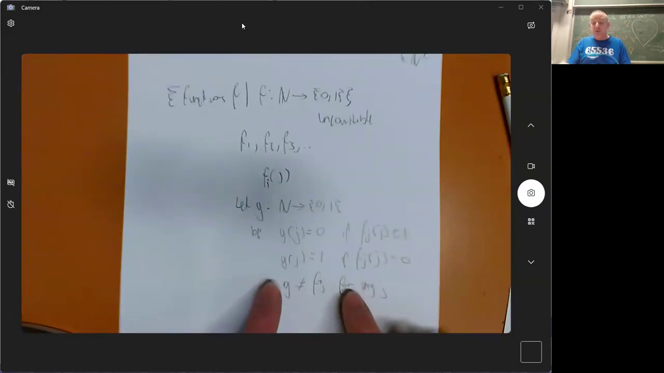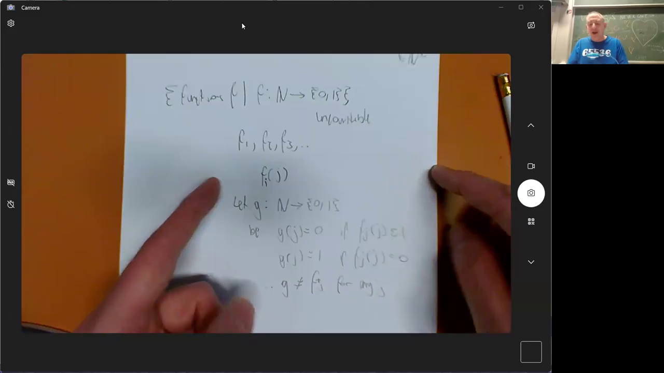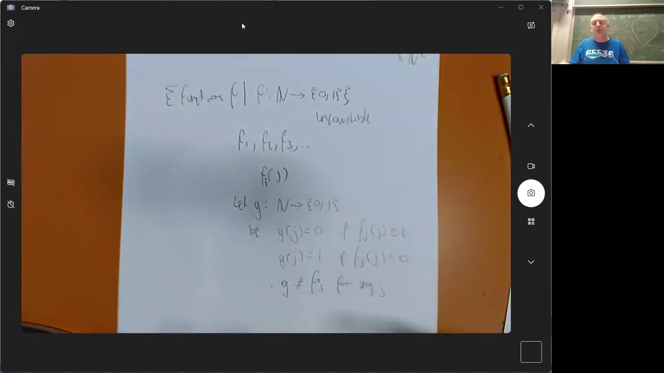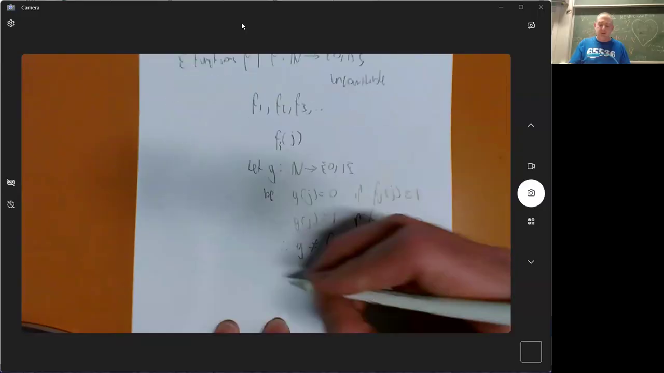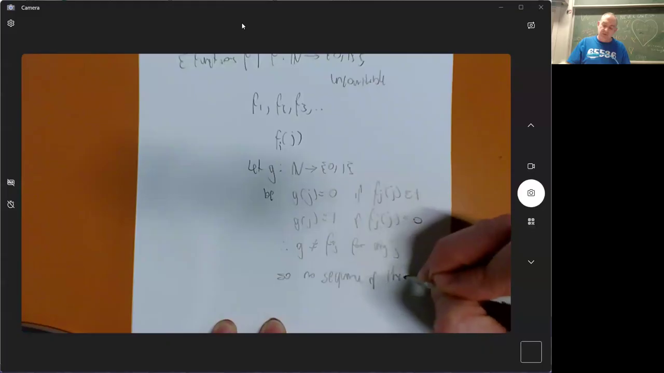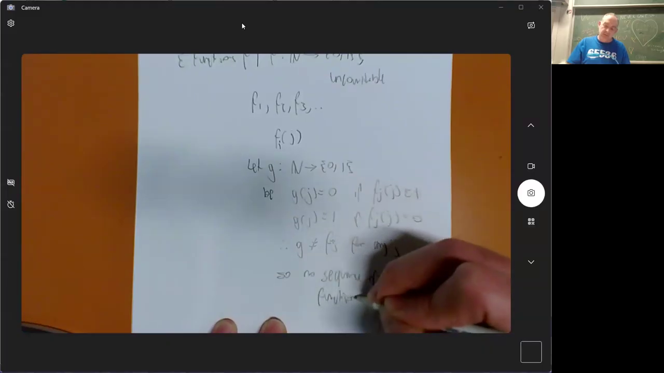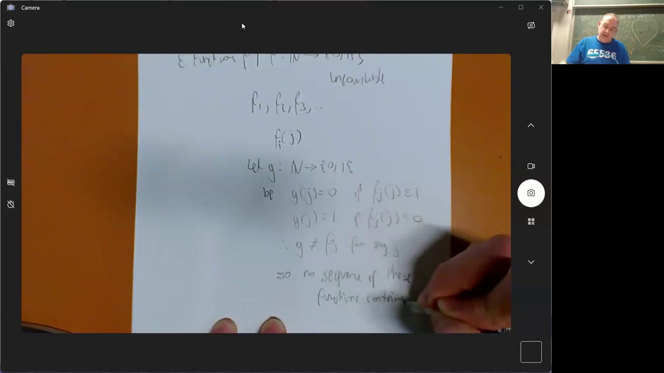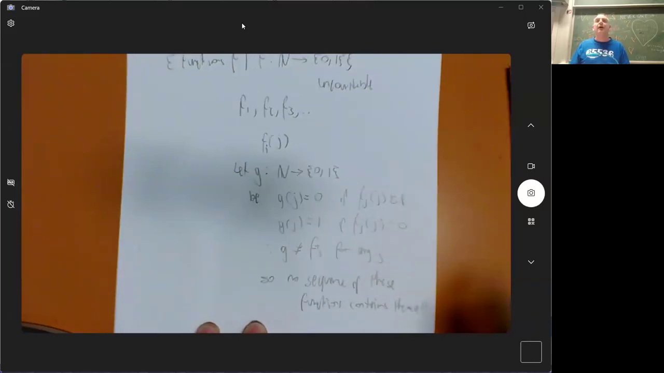In my head, I am still drawing the decimal places. I'm just writing it as function notation. So no sequence of these functions contains them all. So no function from the natural numbers to there can be onto, is what we're saying. And therefore, there is no one-to-one and onto function, because there aren't any onto functions.